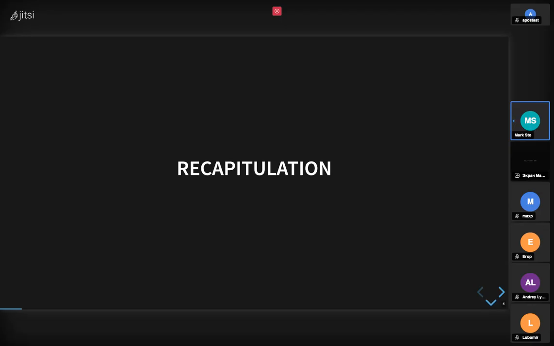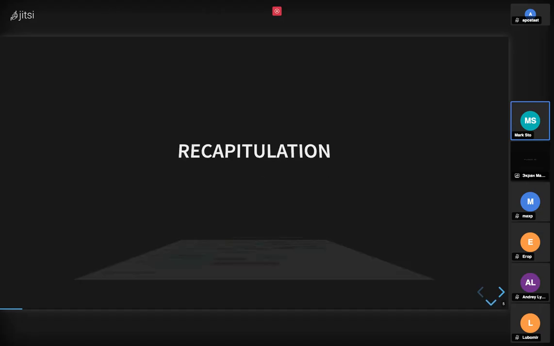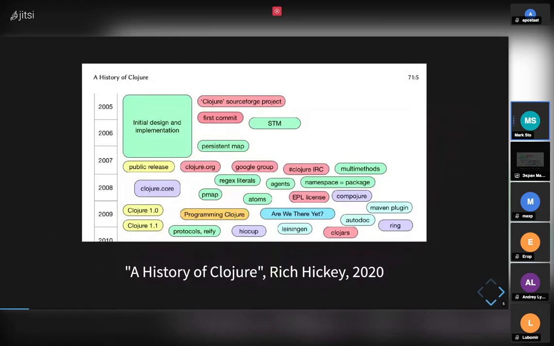So a quick recap. It's an acronym that stands for Software Transactional Memory. And it's a model that has something to do with concurrency. We know that Rich Hickey, the author of Clojure, began working on this model almost from the very beginning of the development of the language itself. From the diagram, we can see that the first implementation appeared before agents and other concurrency primitives, and even before the persistent map, at least if you believe this diagram.